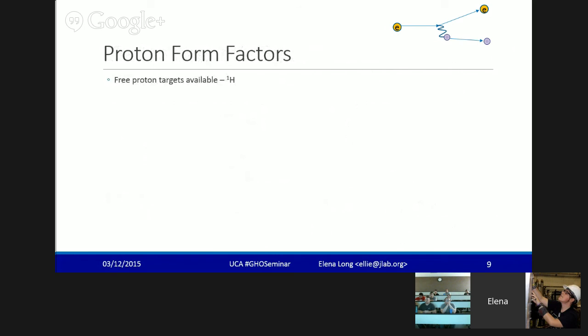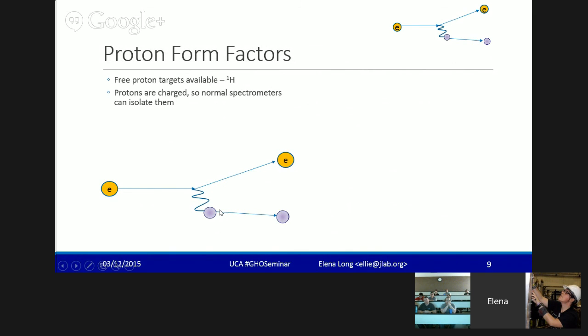So let's start with a simple experiment. We take a hydrogen atom, which is just one single proton, and we scatter an electron off of it. The nice thing about dealing with protons is that they're charged, so we can use normal spectrometers to isolate and measure the cross-section or asymmetries with them. By normal spectrometer, what do I mean? The most important piece is a bending magnet, and what that does is, if you have a charged particle going through a magnetic field, it will bend.